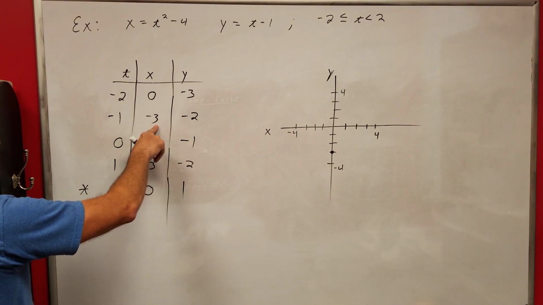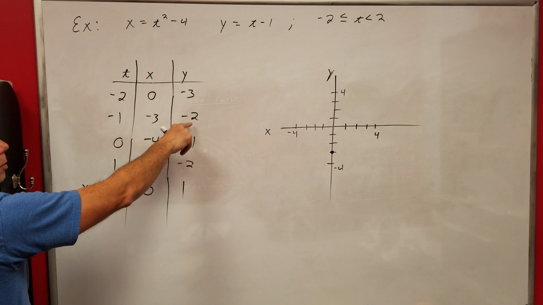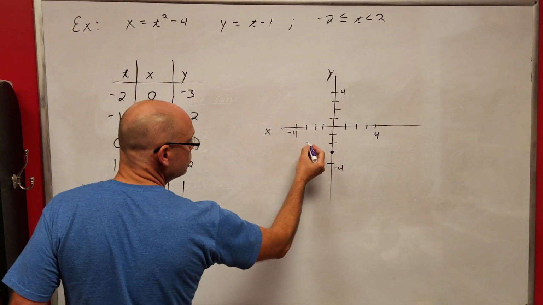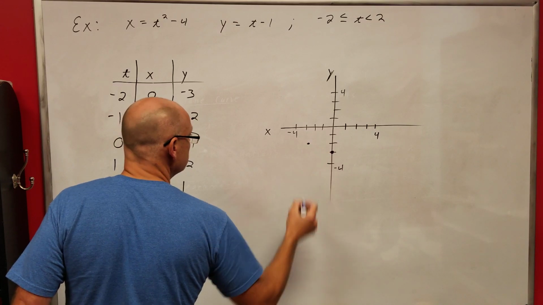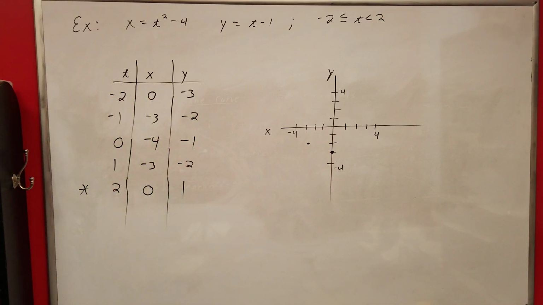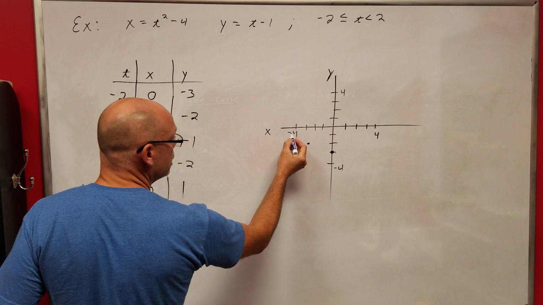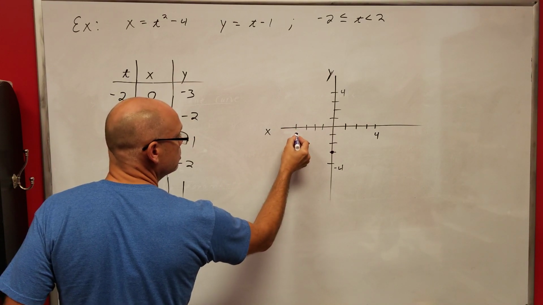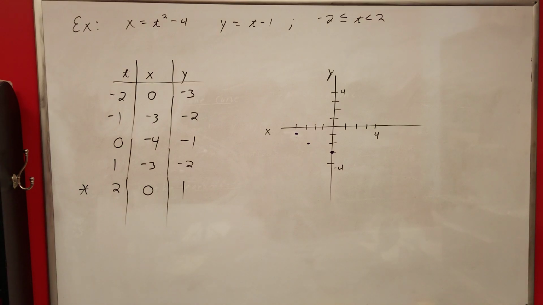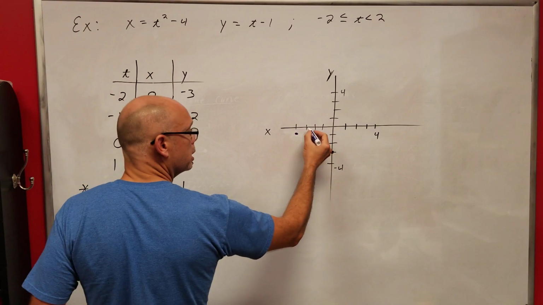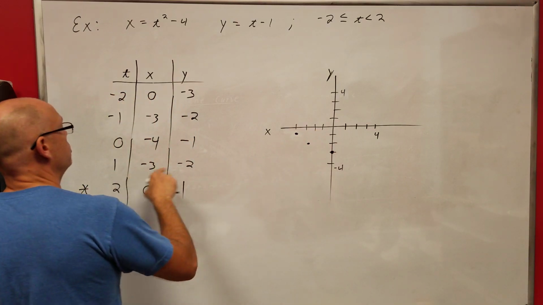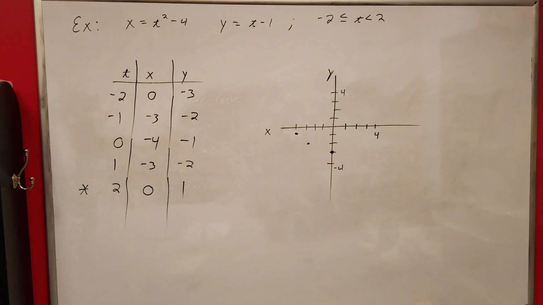This point will be what? X coordinate -3, y coordinate -2. So plot -3, -2. How about -4, -1? Let me erase this, get it out of the way. -4, -1. Then we have -3, -2, -3. Oh, this point must be wrong, right? Let's see.